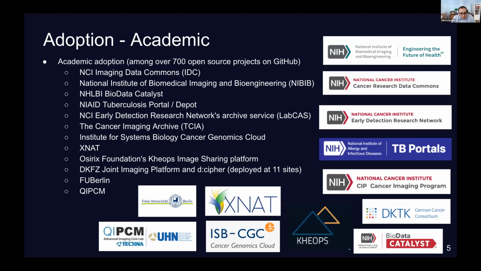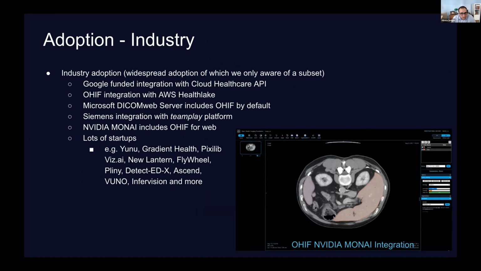So OHIF has been the viewer that's being used by various academic institutions. It includes the following, but not limited to these names, and it's always growing. Notable mentions are NCI Imaging Data Commons, National Institute of Biomedical Imaging and Bioengineering, or NIBIB. Several other institutions at NIH, we have XNAT, Osiris Foundation, KIOPS, and Fu-Berlin Hospital, and QIPCM. So OHIF is not only gaining ground in academia, but also in industry as well.